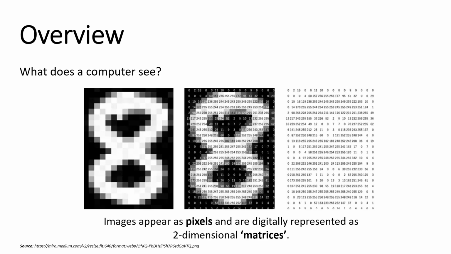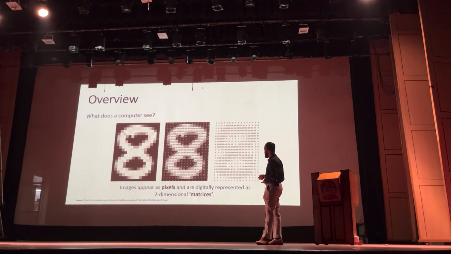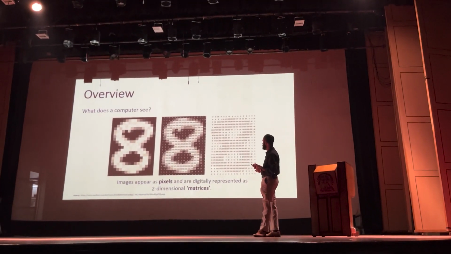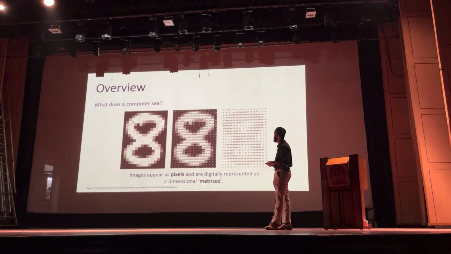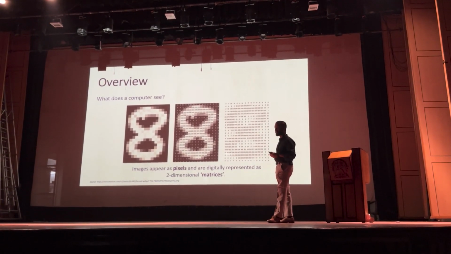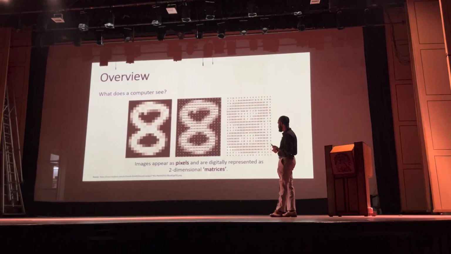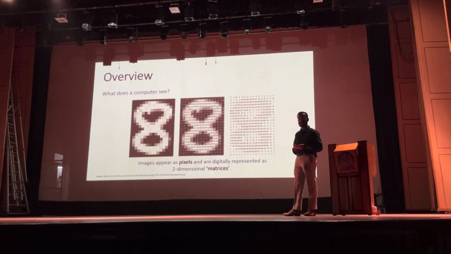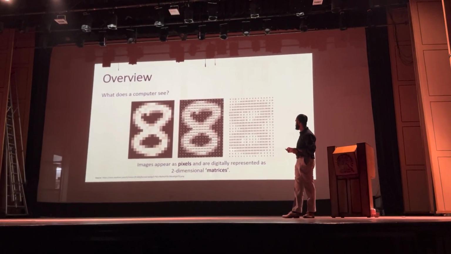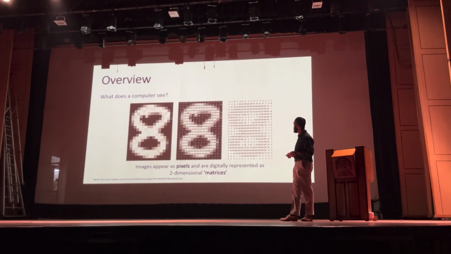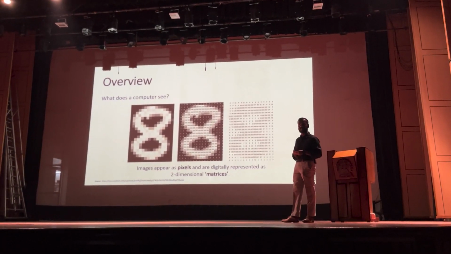A little bit of fundamentals over here. We know that we keep capturing a lot of images every single day. But how does the computer system interpret an image? Images appear as pixels. Each individual component you see over here is a pixel, and they are digitally represented as two-dimensional matrices. What you can see over here is that you have pixel values for each of the pixels in the image.